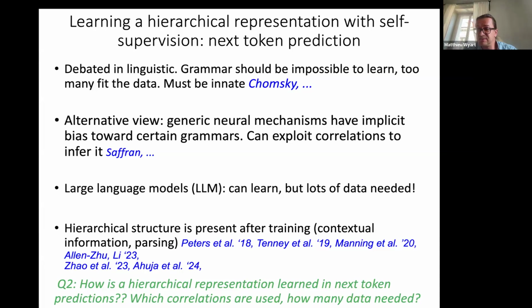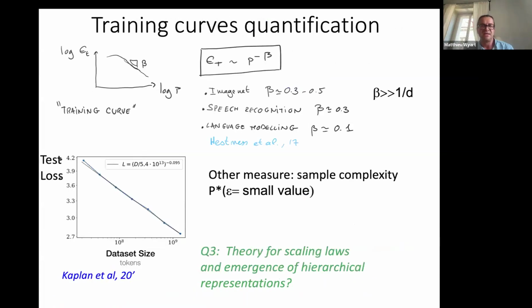But again, what's not understood is how they acquire it. How much data do you need? And, related to the previous question, what correlation in the text can you use to build this hierarchical representation? So that's the focus of this presentation, learning hierarchical representation, but it's completely related to the question that was previously discussed, which is scaling laws.